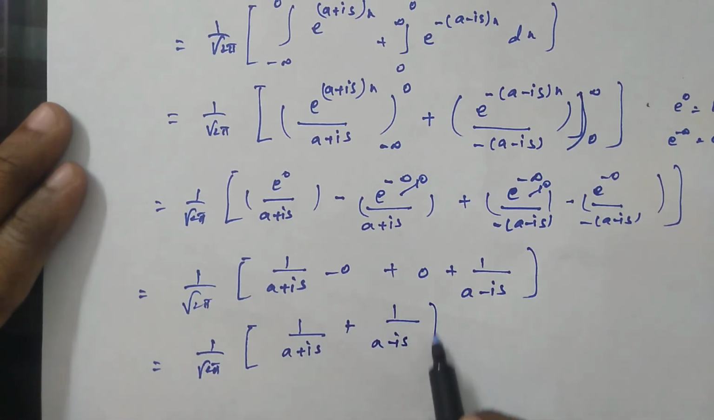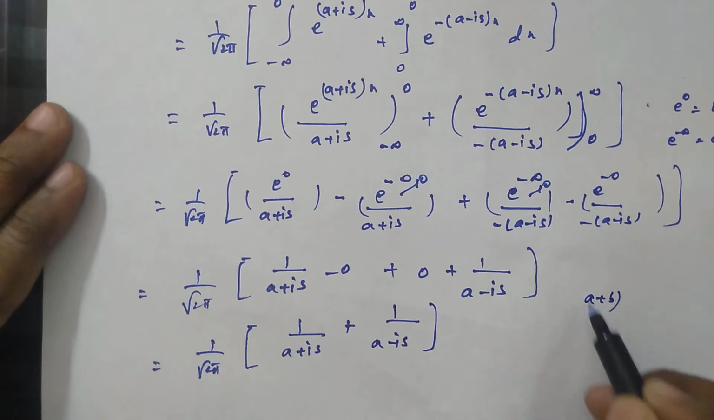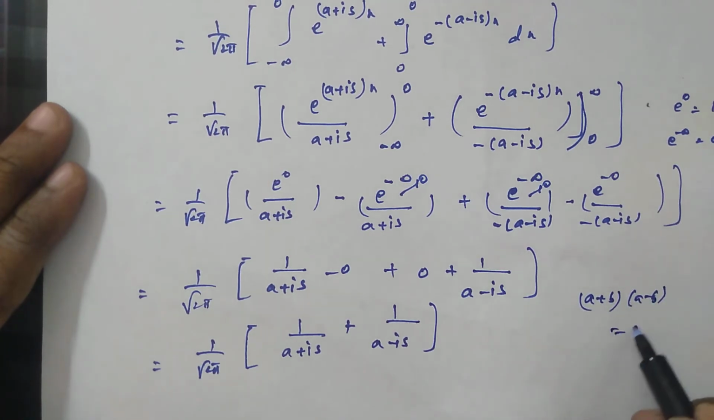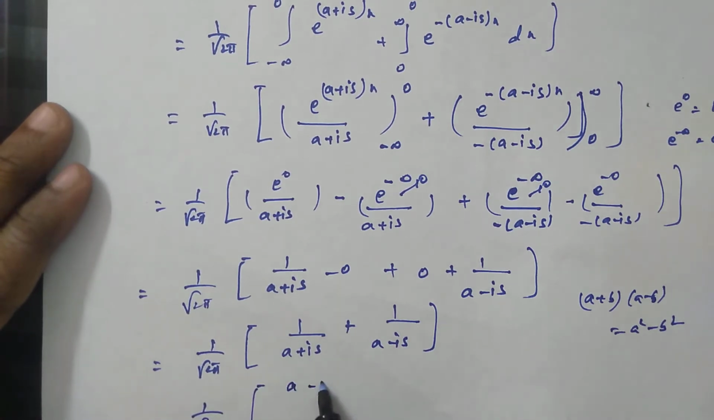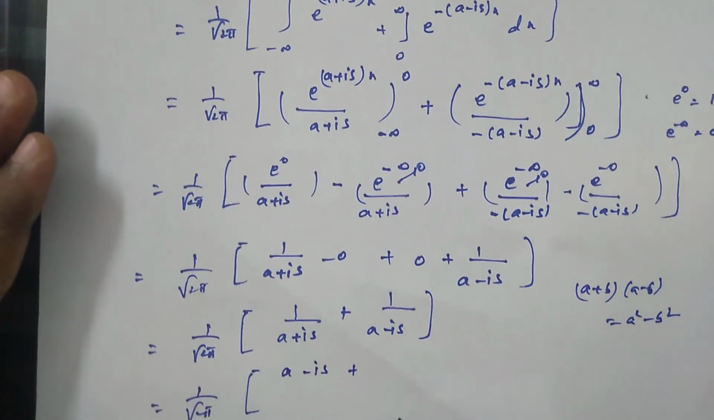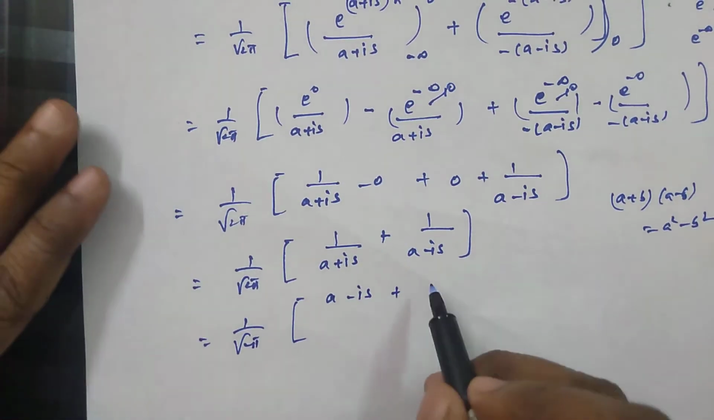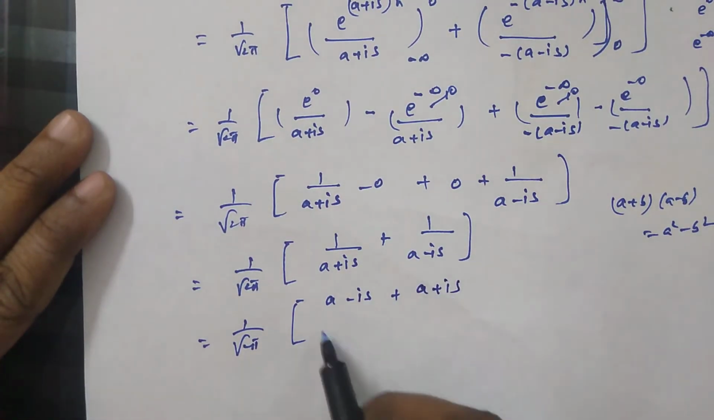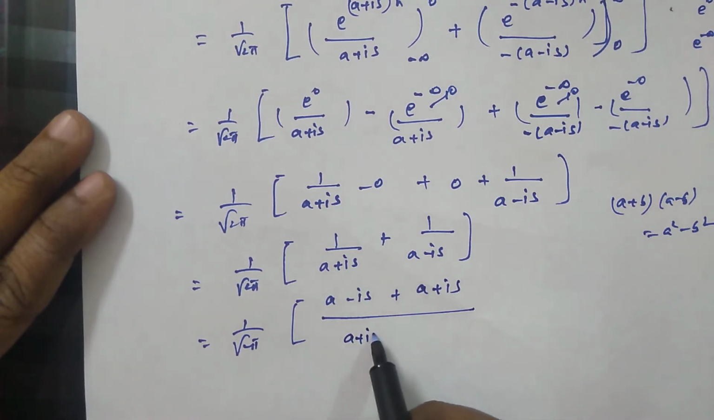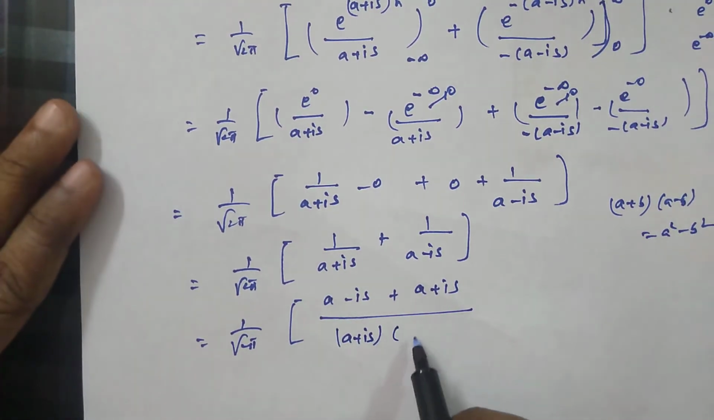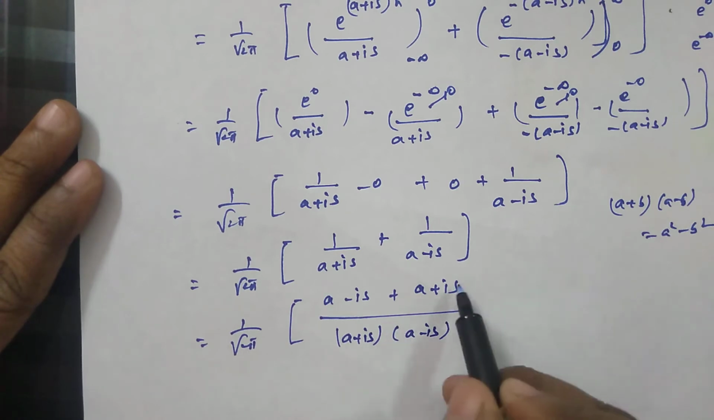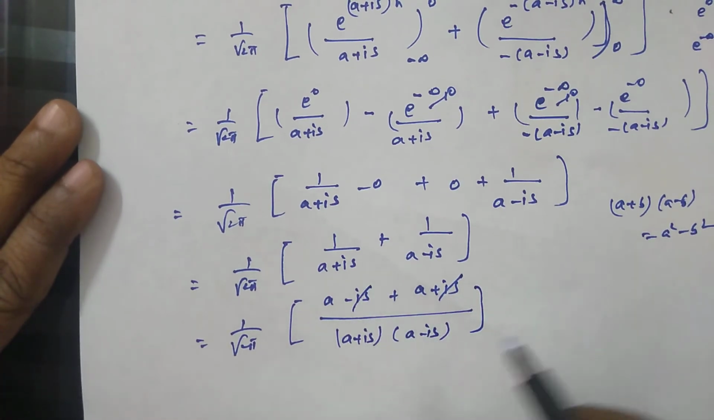This is of the form (a plus b) into (a minus b). What is that result? a square minus b square. So, 1 by root 2 pi, cross multiplying this, (a minus is) plus (a plus is) divided by (a plus is) into (a minus is). So, plus is and minus is will cancel.